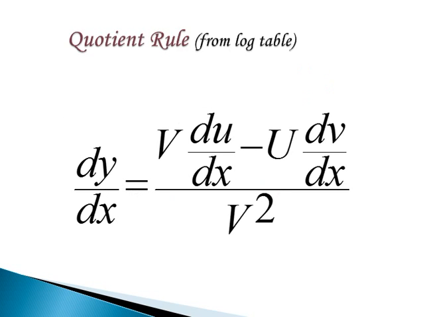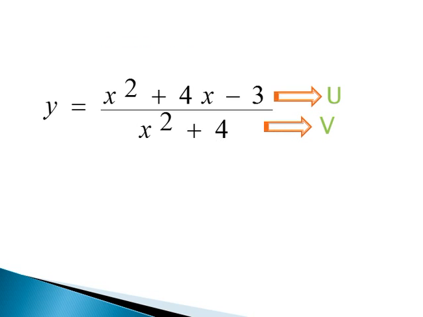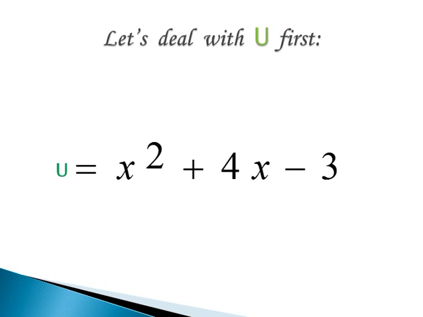The quotient rule from the log table states that dy/dx equals (v du/dx minus u dv/dx) all over v squared. With the fraction, the top line is u and the bottom line is v. Let's deal with u first. u equals x squared plus 4x minus 3.